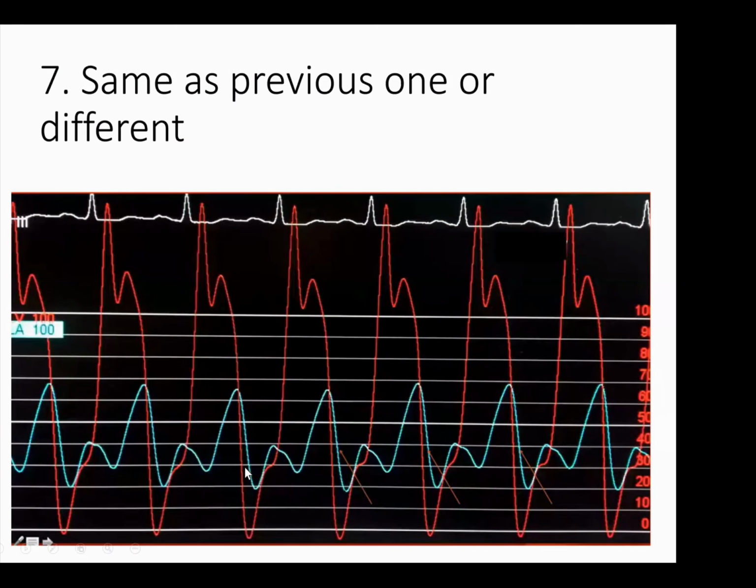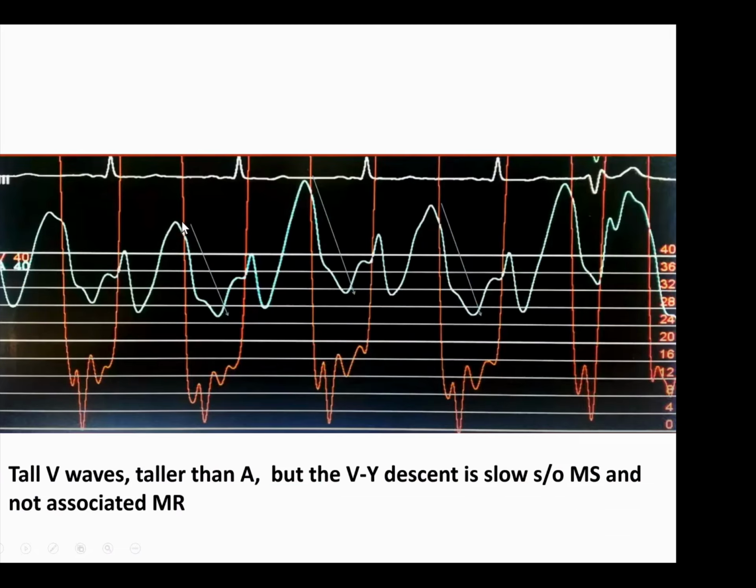It is almost parallel to the aortic trace or LV trace. So it is going almost parallel to the LV trace, and a very steep VY descent indicates this is a severe mitral regurgitation V wave. Here it is indicating the V wave because of the mitral stenosis. So you have to look at the VY descent. If the VY descent is gradual, not steep, it is slow, then it is all because of the severe mitral stenosis. Significant MR is not associated there.